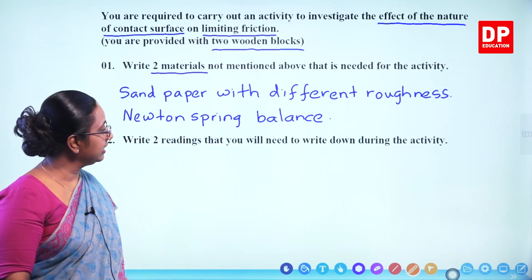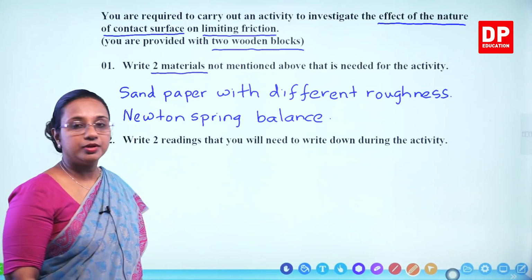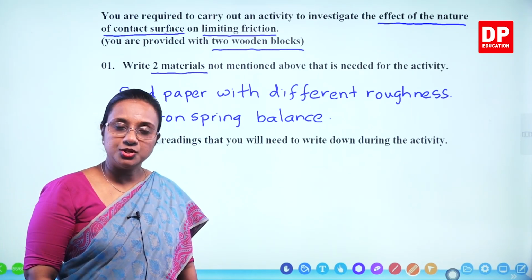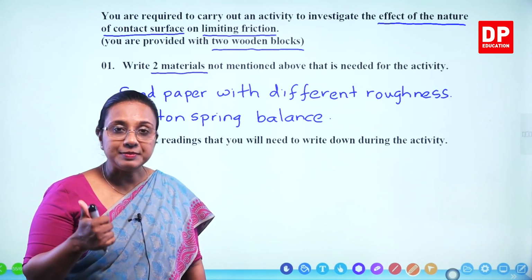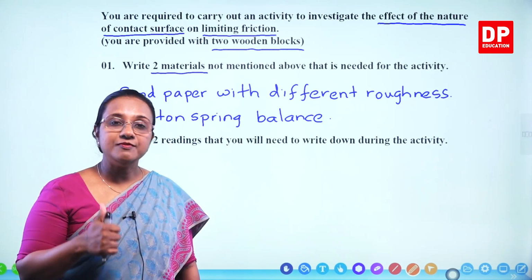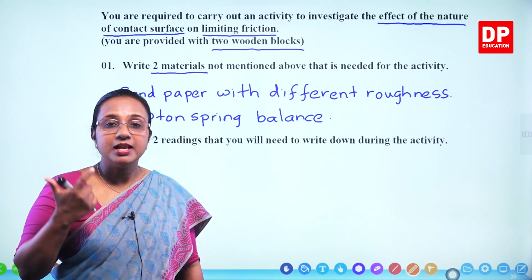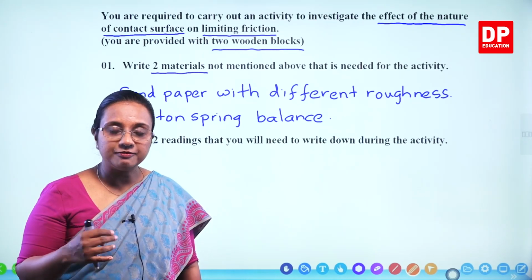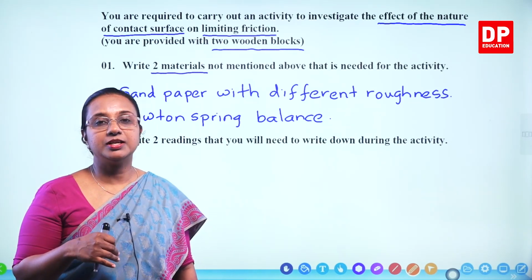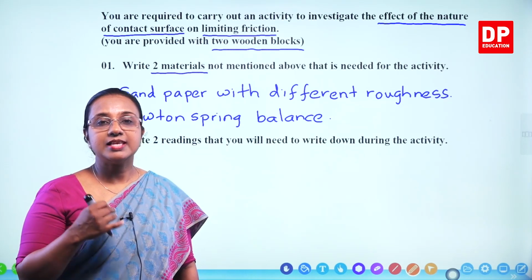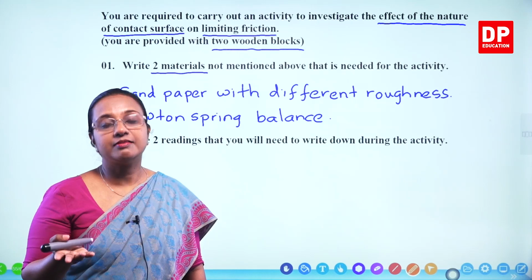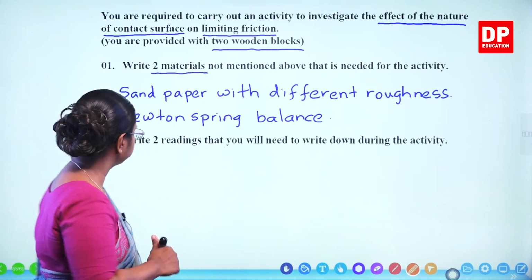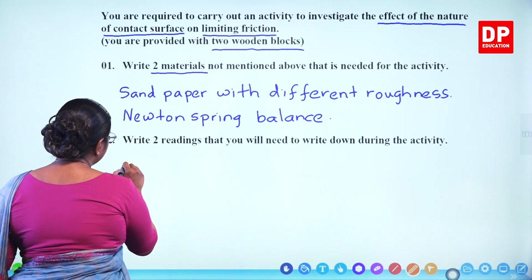Write 2 readings that you will need to write down during the activity. What are the readings that you will need? The limiting frictional force when we use a sandpaper of less roughness. Another reading, the limiting frictional force or the reading of the Newton balance when we use a sandpaper of high roughness. So those are the 2 readings that we need. I can write it down.